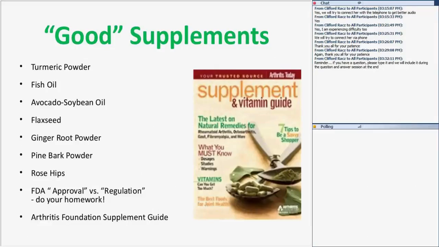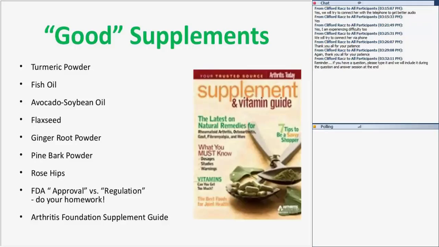So again, we ask that you really do your homework and find out: is the supplement you're considering safe for you? Is it safe for you to ingest? Is it safe for you to take with your other medications, if you're on any? Do you have any potential allergies? So please make sure you look at each of these supplements and find out if they're really right for you.